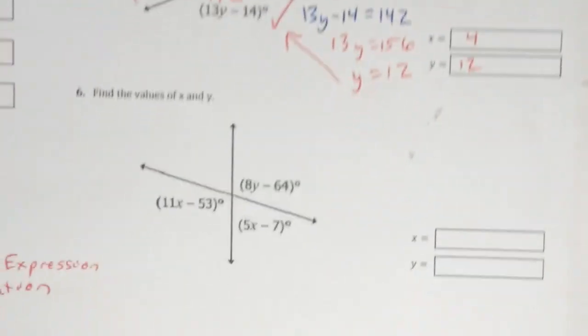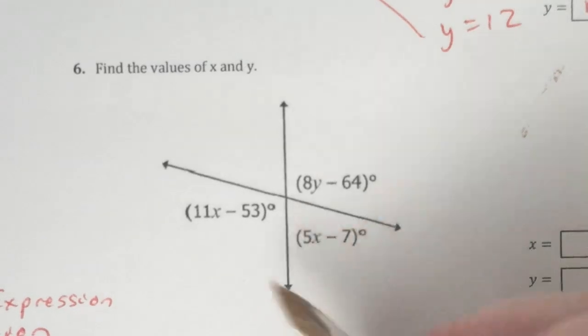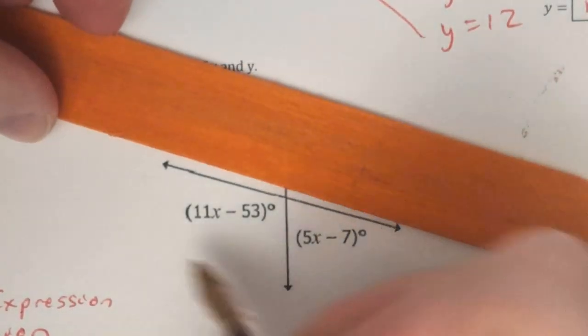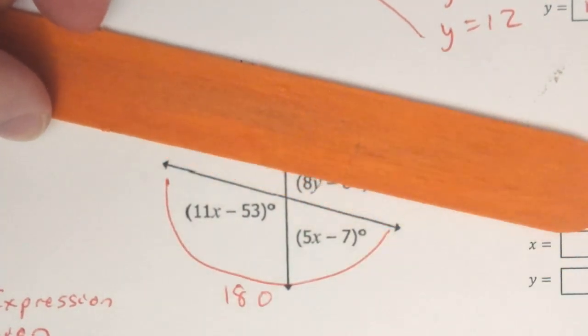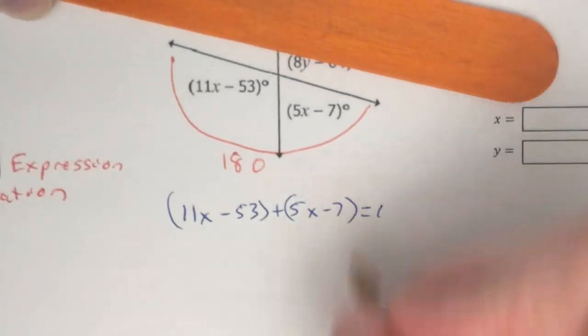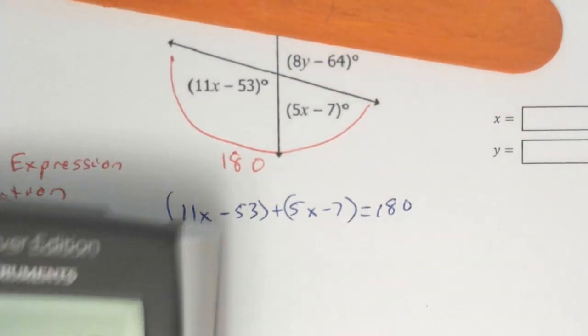Awesome. And number 6. All right, so number 6, we want to find x and y. Let's see, x. Ooh, these two angles right here. They make a straight line. They make a rainbow of a straight line, which is 180 degrees. So we know that 11x minus 53 plus that 5x minus 7 is equal to 180. So we're going to add those together and set them equal to 180.